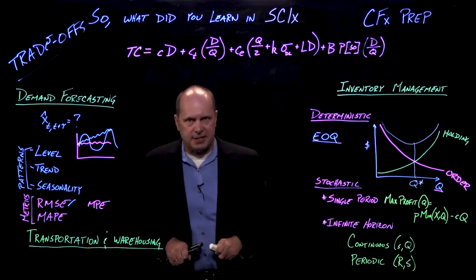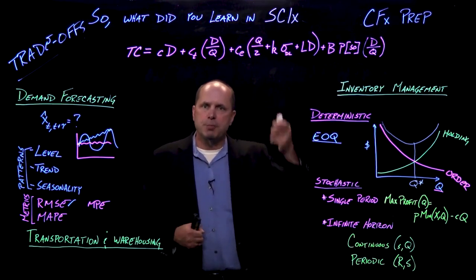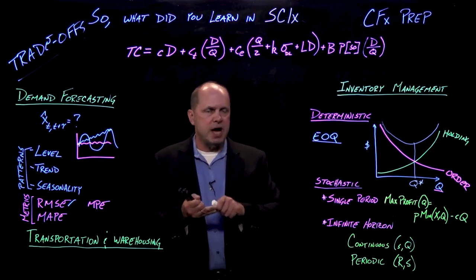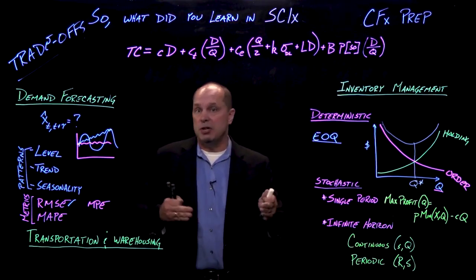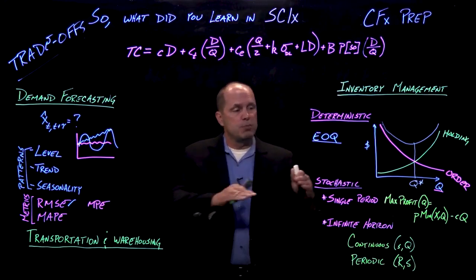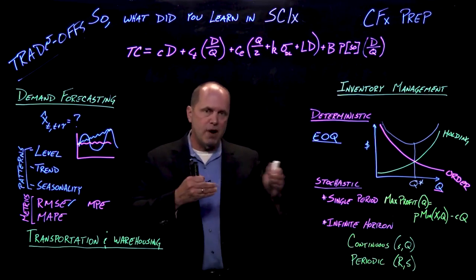But then we go into stochastic demand, and here demand is variable. So we go back to all those distributions we talked about in SC1x, whether it's a normal distribution, a Poisson distribution, a triangle distribution, any kind of distribution, to include an empirical one that you saw in practice. And you can break up stochastic demand into two big classes, and it's based on the horizon.